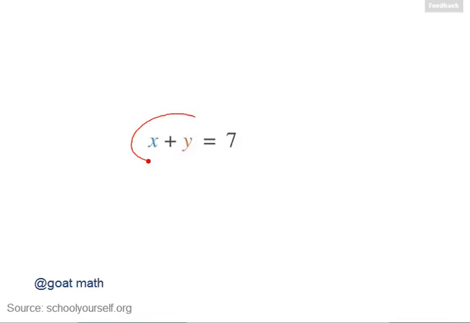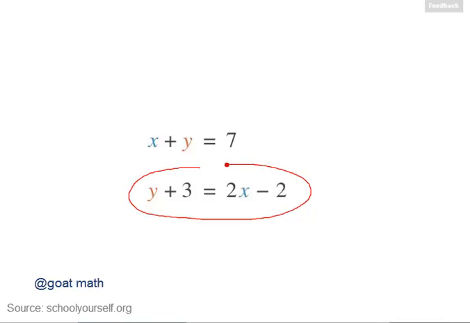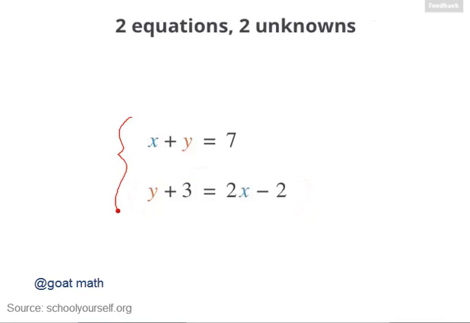Suppose I tell you that x plus y equals 7. And I also tell you that y plus 3 equals 2x minus 2. This is an example where you have two equations and two unknowns, the variables x and y. Two equations and two unknowns is a common situation in algebra, and most of the time there will be exactly one value of x and one value of y that satisfy both of these equations at the same time, making them both true. But finding those values of x and y can be very tricky.